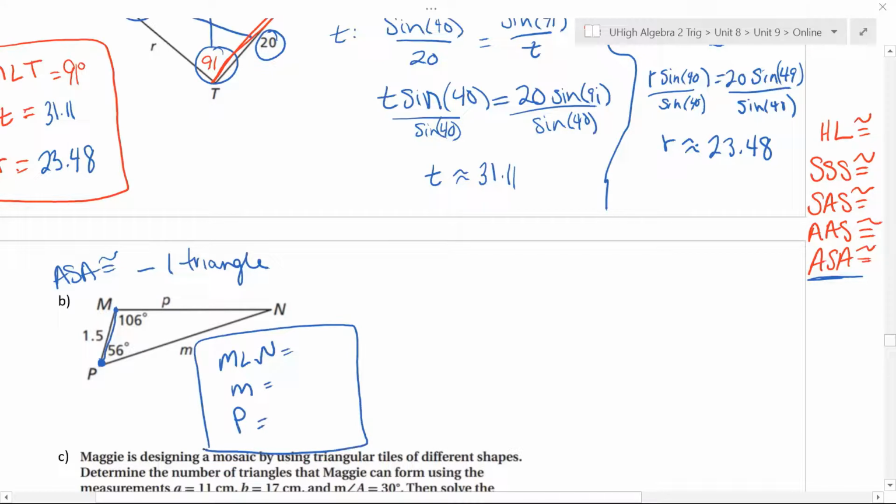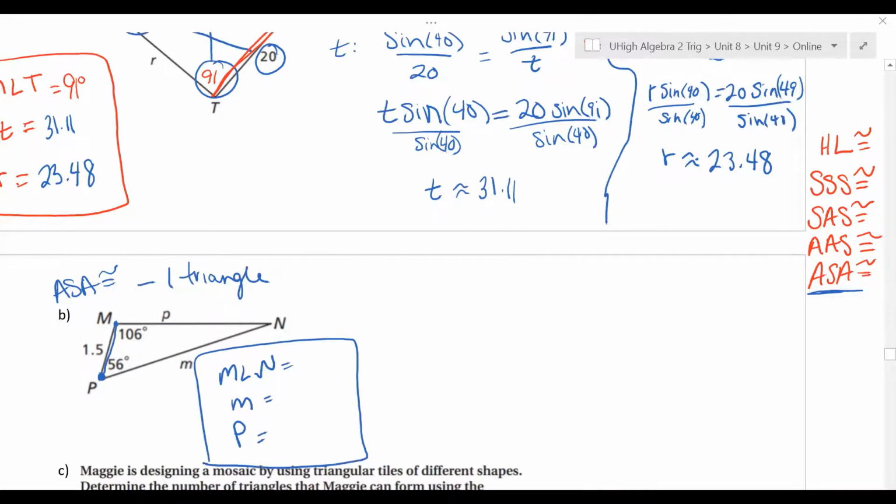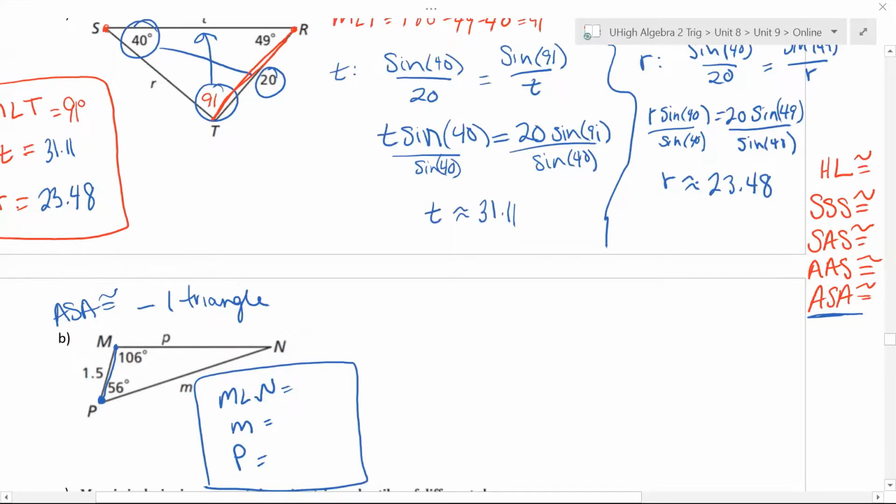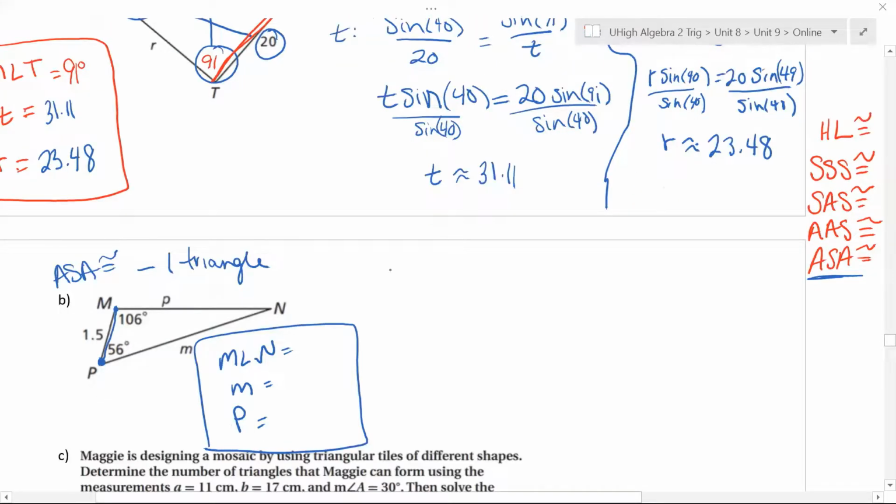So taking a look here, first thing, I have two angles, so I'm going to solve for the measure of angle N first, just because I think that is going to be the most straightforward. I'm going to do 180 minus 106 minus 56 to find that the measure of angle N is 18 degrees. And now I can go ahead and solve for M.